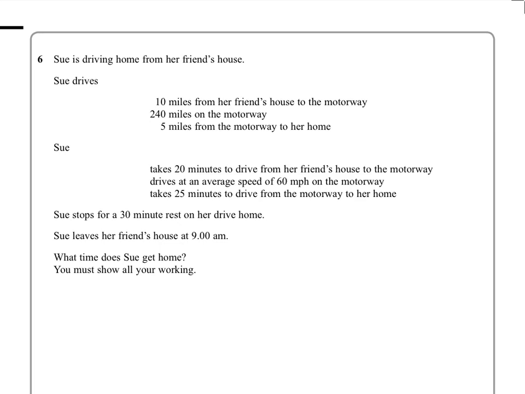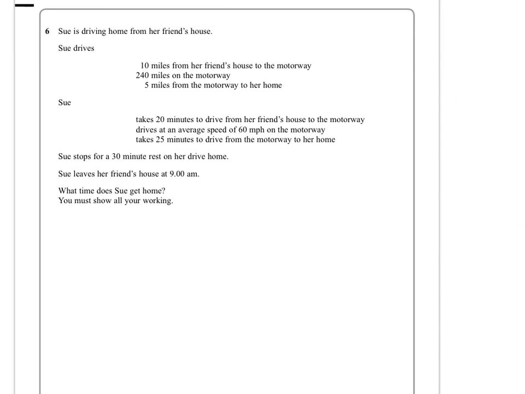Well, for this question, I think I would start off by looking at what time she left her friend's house. So she left at 9 a.m. All of this here is just telling you how many miles it is from each of the parts, from the friend's house to the motorway, how much on the motorway, and then motorway to home. But we want to look at the time she got home. So I'd say it took 20 minutes to drive from her friend's house to the motorway. So we can say there's 20 minutes to take into account there, to add on.